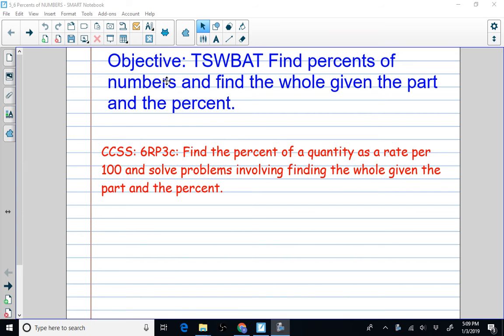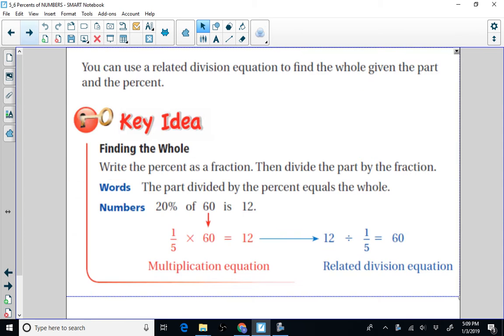Our lesson today, we want to be able to find percents of numbers and find the whole given the part and the percent. There are two key ideas that we're going to take a look at today. First, you can use a related division question to find the whole given the part and the percent. All right, and you can take a look at that here.